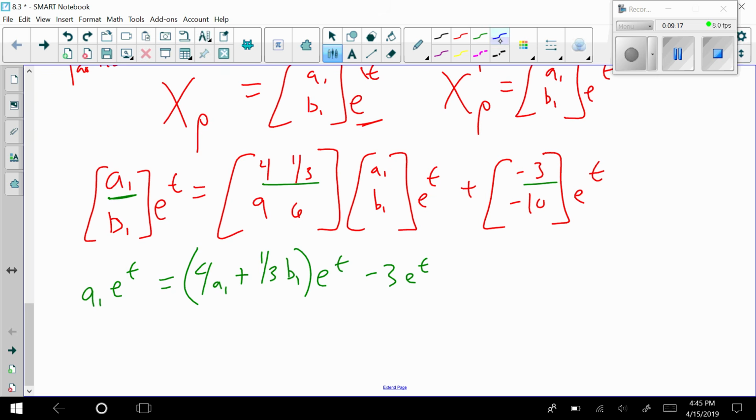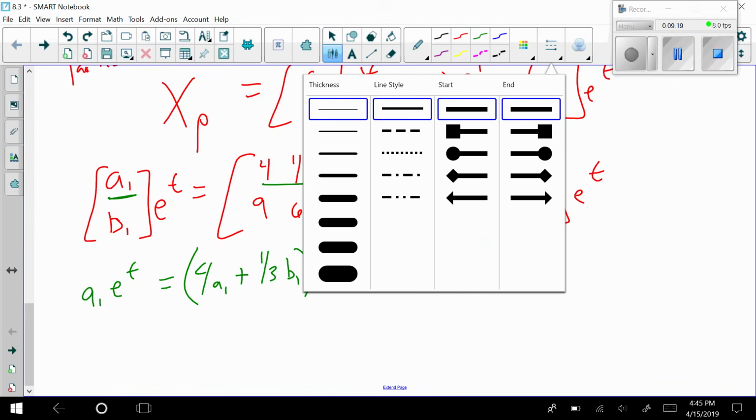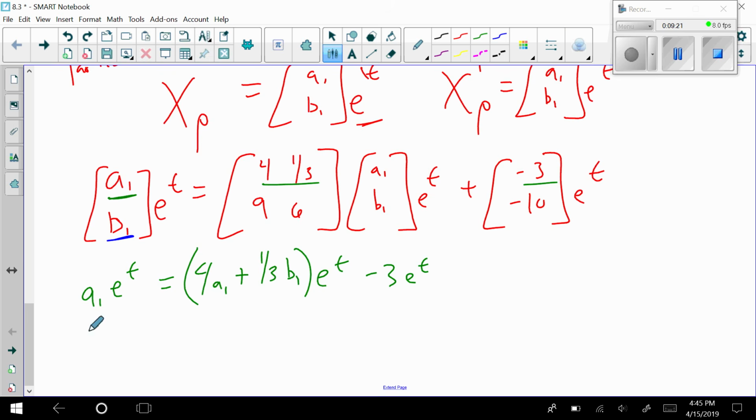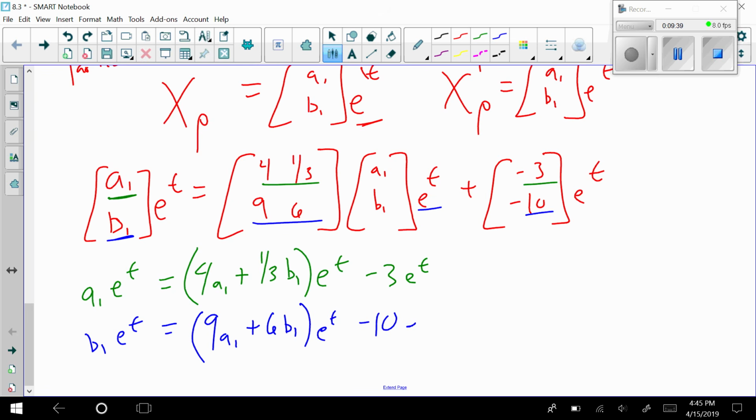Of course, I have another line, right? I have this second row. So that's b sub 1 e to the t, which equals, okay, now it's 9 a sub 1 plus 6 b sub 1. That also would get the e to the t, minus that 10 times e to the t.